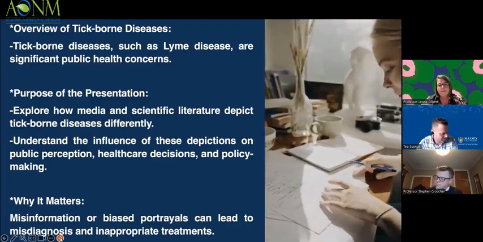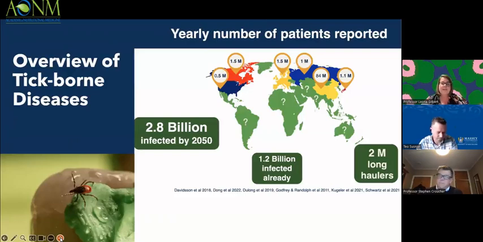And really the passion is this. We speculated, maybe 6 years ago, based on peer-reviewed publications, that by 2050, 2.8 billion people will be infected with a tick-borne disease. And in 2022, Dong et al. published a global study that surveyed the serology of people all across the globe against Borrelia antibodies.